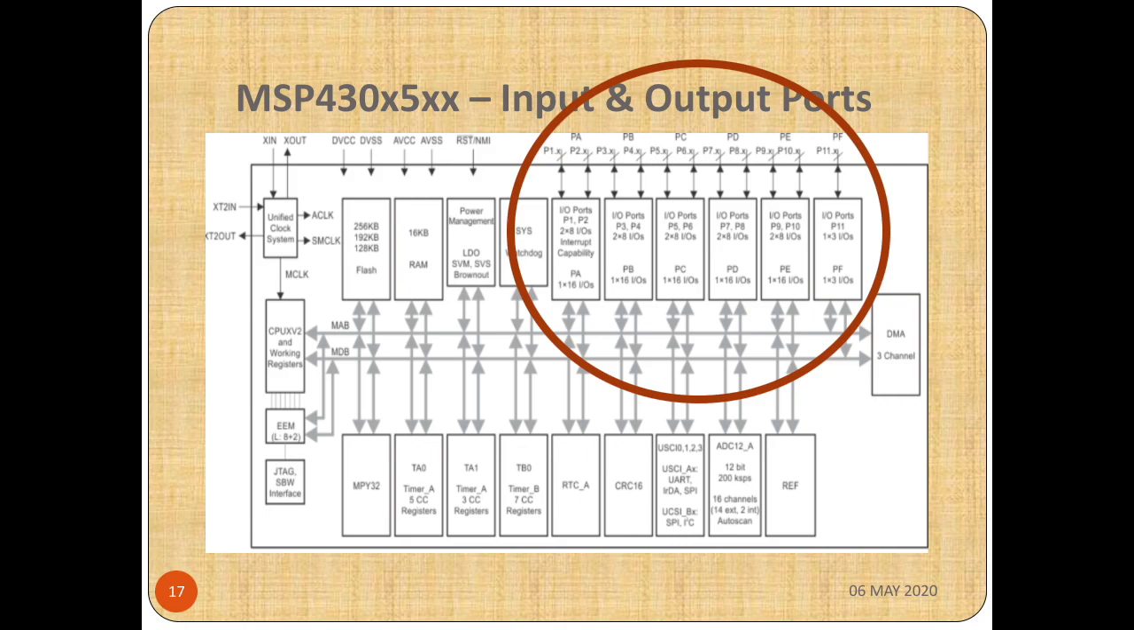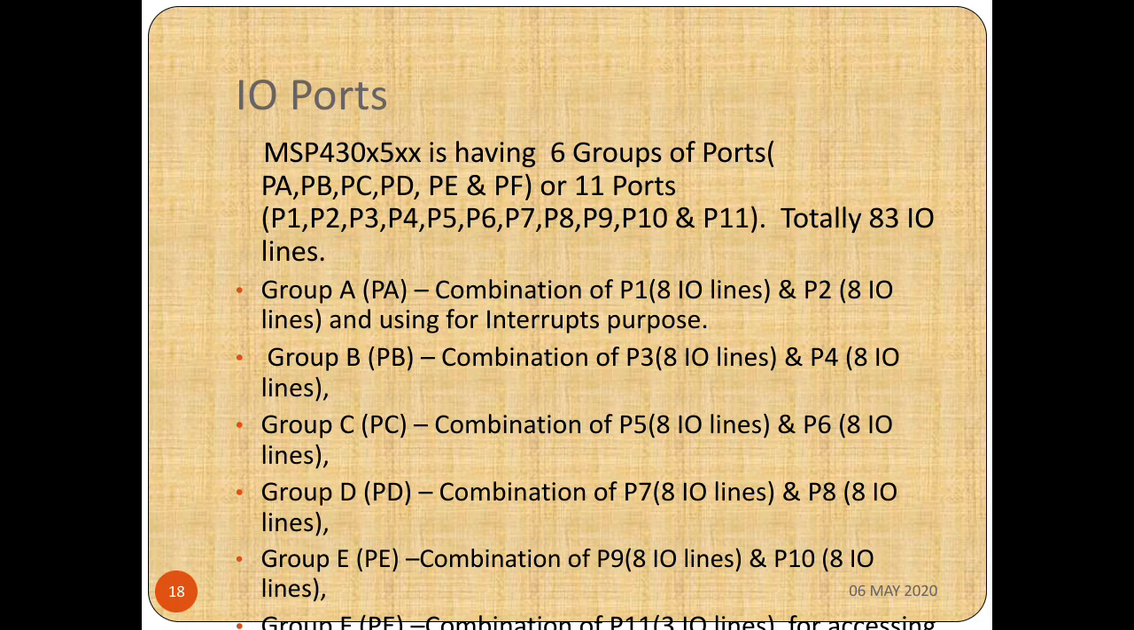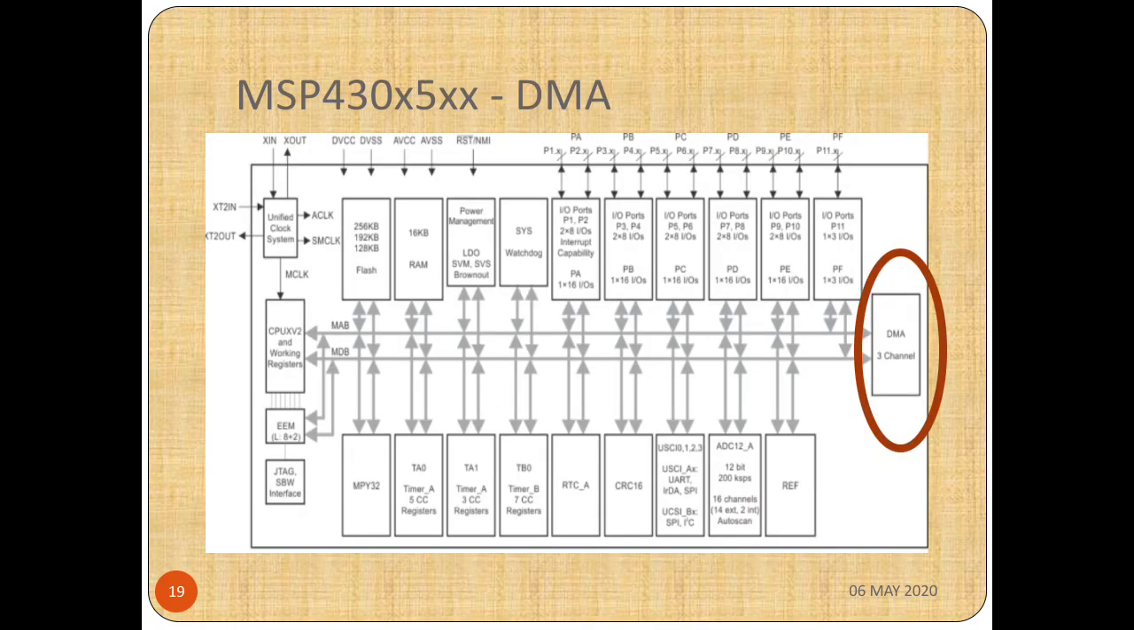And these 83 IO lines are divided into 6 groups: port A group, port B group, port C group, like this up to port F group. Each group has 16 IO lines. That means each group covers 2 ports: port A covers ports 1 and 2, port B covers ports 3 and 4, port C covers 5 and 6, port D covers ports 7 and 8, port E covers ports 9 and 10, and port F covers port 11.